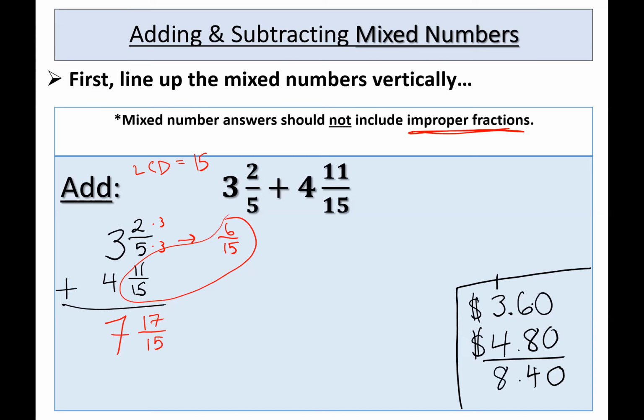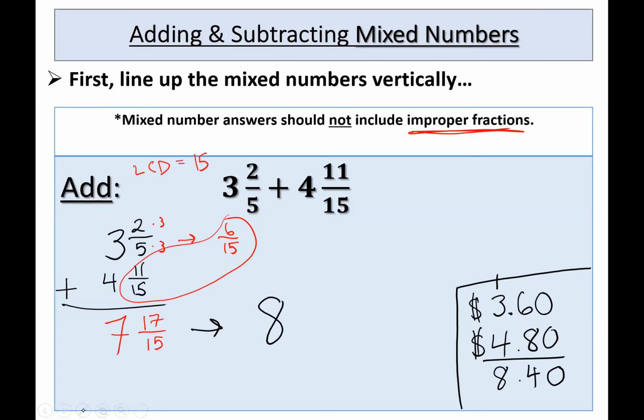Okay, so in my example, even though I started with $3 and $4, I don't end up with $7, I end up with $8 because I had this extra dollar. For our problem here, the 7 and 17/15, it's really going to turn into 8 and then some left over. So let's figure out where that 8 actually comes from.